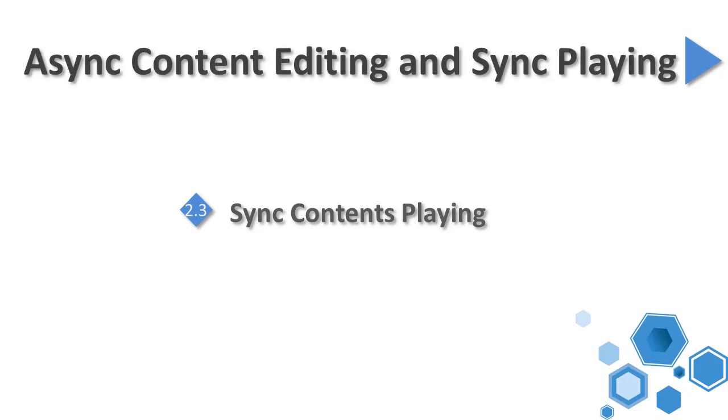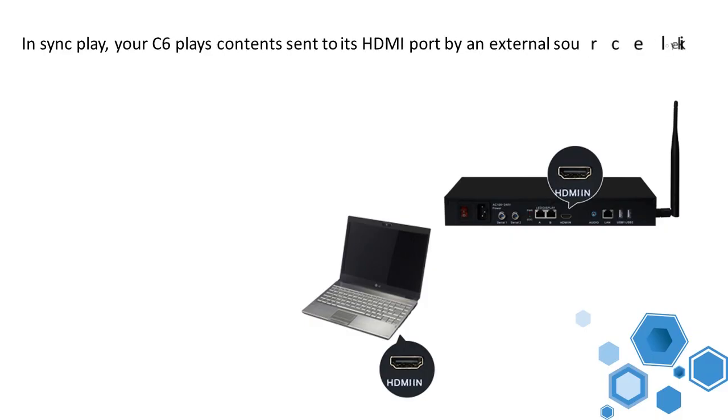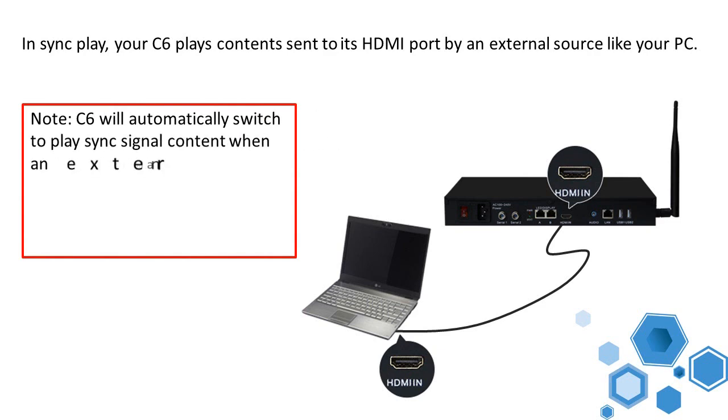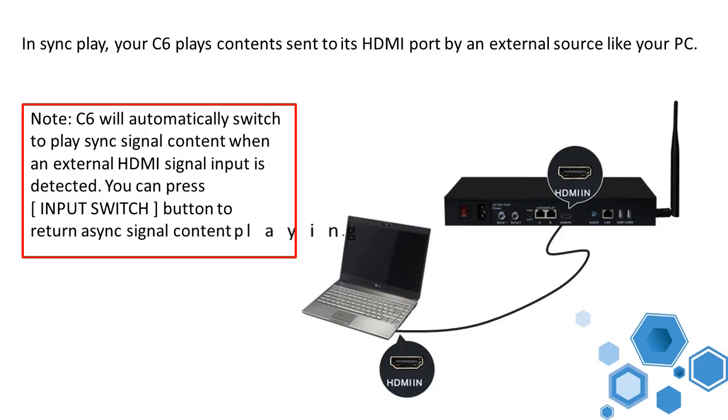The third section is Sync Contents Playing. In Sync Play, your C6 plays content sent to its HDMI port by an external source like your PC. Please note that C6 will automatically switch to play sync signal content when an external HDMI signal input is detected. You can press Input Switch button to return to sync signal content playing.